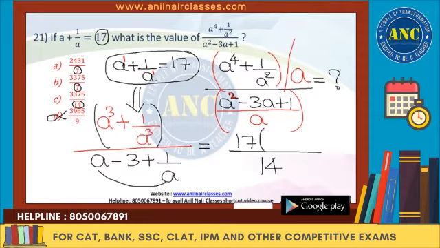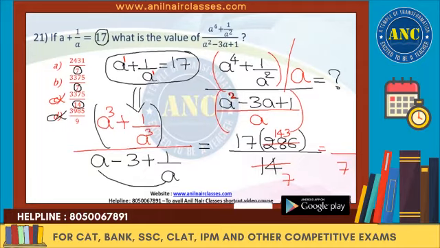17 into 17 square minus 3. 17 square is 289. 289 minus 3 is 286. If I further simplify this, this is nothing but 2 times 7, this is nothing but 2 times 143. So the denominator should become 7. So answer option C is also ruled out right now.